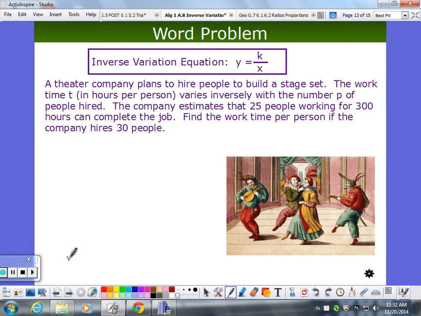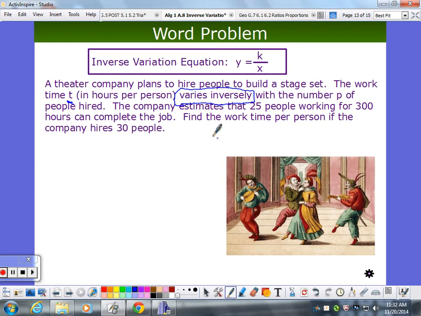Okay, let's do some word problems with inverse variation. I think inverse variation is actually easier than the direct, but let's see. A theater company plans to hire people to build a stage set. The work time T in hours varies inversely. You see how important it is now to know: am I varying directly or am I varying inversely?